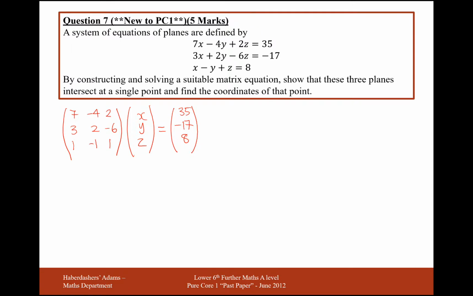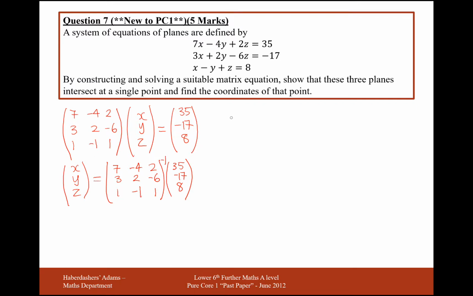So 5 marks. I'll make sure I write out all of my steps. So pre-multiplying my matrix onto the other side, or the inverse of it anyway, x, y, z will equal the inverse of 7 minus 4, 2, 3, 2, minus 6, 1, minus 1, 1, of 35 minus 17, 8. And the first matrix needs to be inversed.